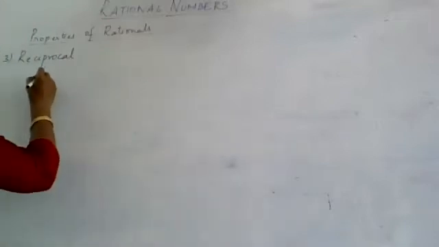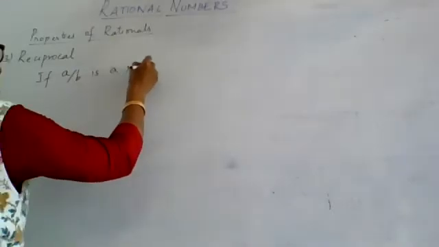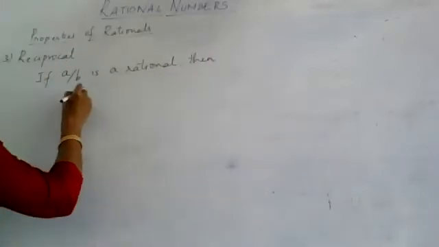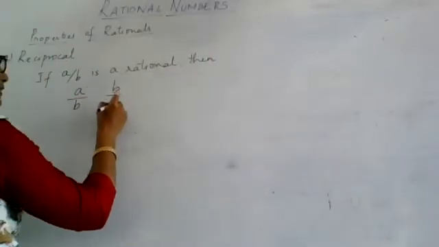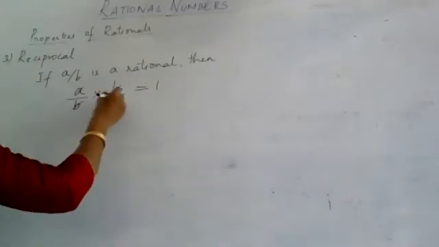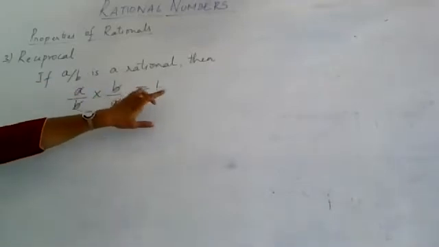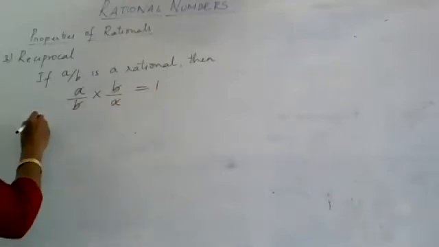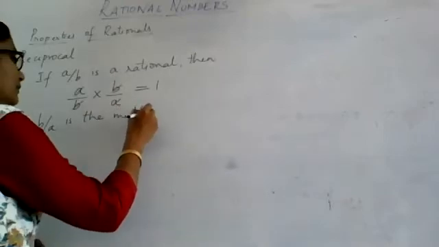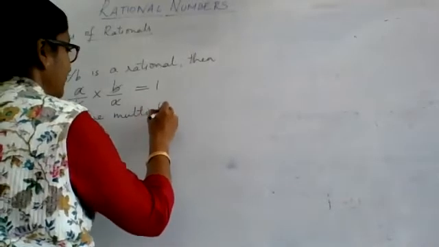So in general, if A by B is a rational, then what do I know? If I take A by B and its reciprocal is B by A and I try to multiply them, then my product will become 1 because this will get cancelled like this. So the product of a rational and its reciprocal will always be equal to 1. Or I can say B by A is the multiplicative inverse of the given rational.